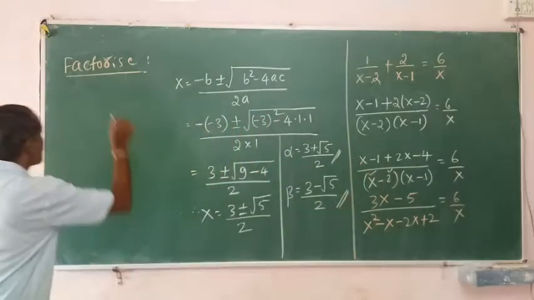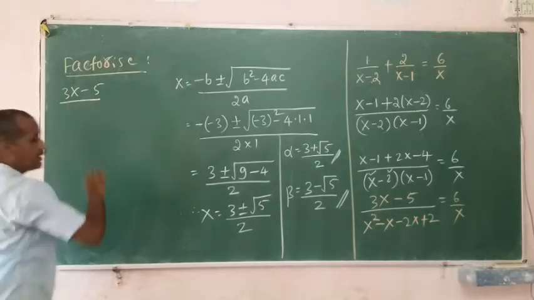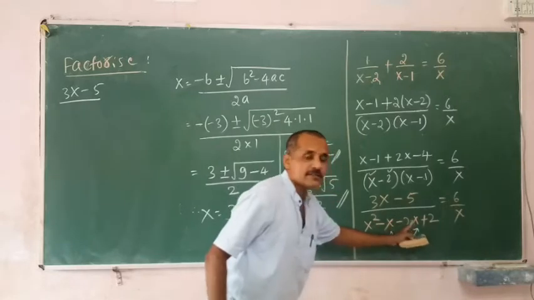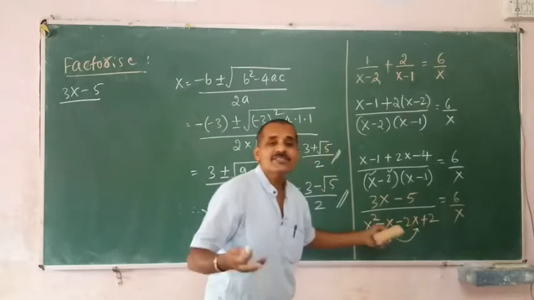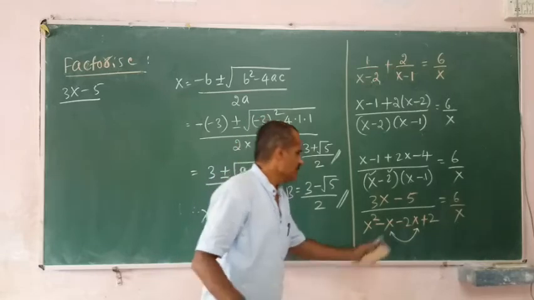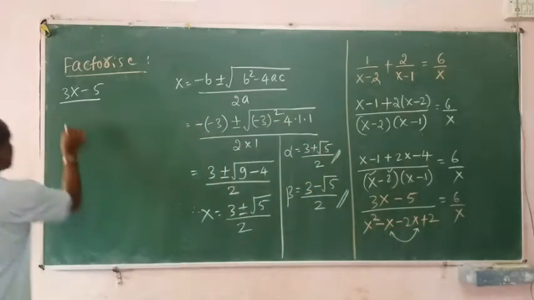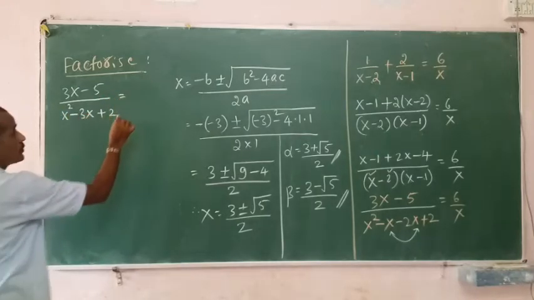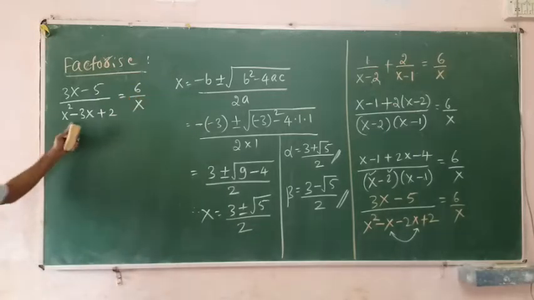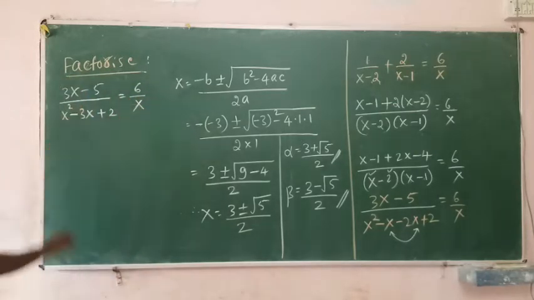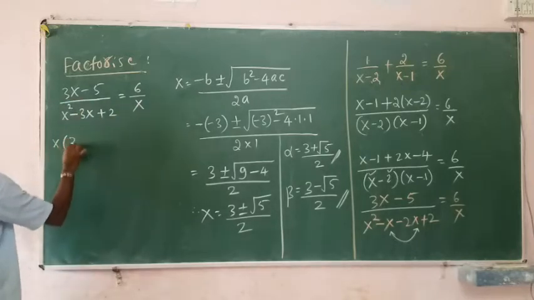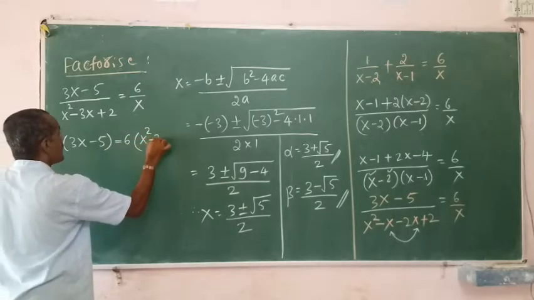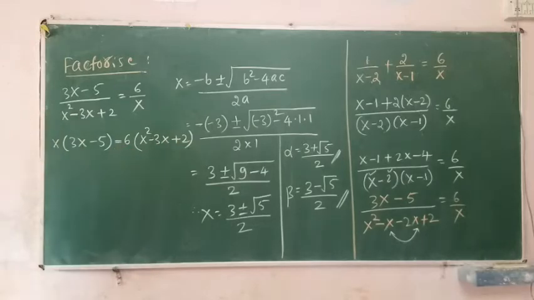Now it is 3x minus 5 divided by, if you simplify this, you can simplify these two. Minus 1x, minus 2x, both are minus, add them, minus 3x. So it is x square minus 3x plus 2 is equal to 6 by x. Now you can cross multiply. Okay, x into 3x minus 5 is equal to 6 into x square minus 3x plus 2.